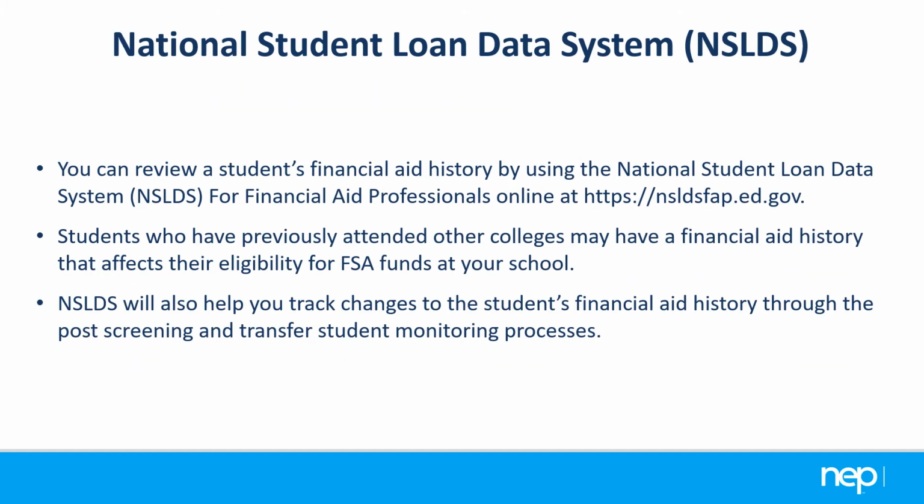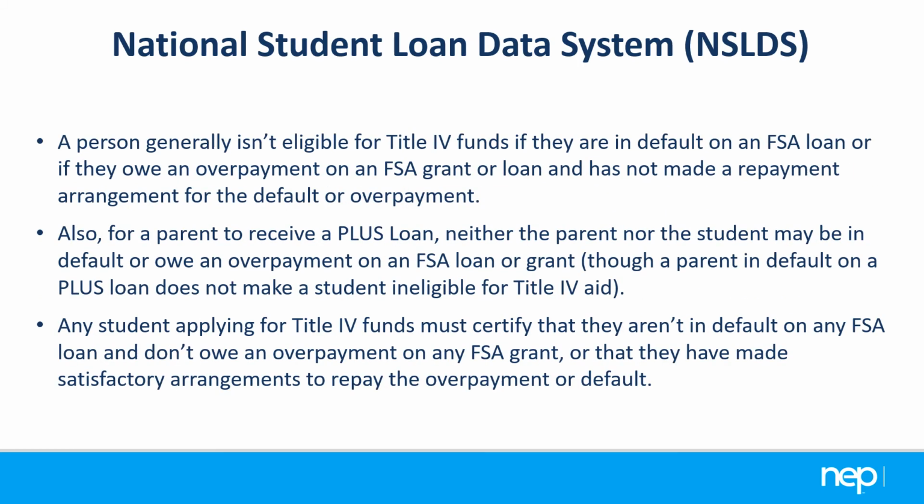You can review a student's financial aid history by using the National Student Loan Data System for financial aid professionals. Students who have previously attended other colleges may have a financial aid history that affects their eligibility for FSA funds at your school. NSLDS will also help you track changes to the student's financial aid history through the post-screening and transfer student monitoring processes.